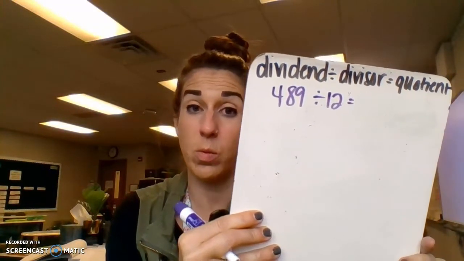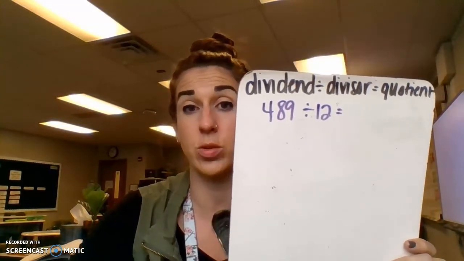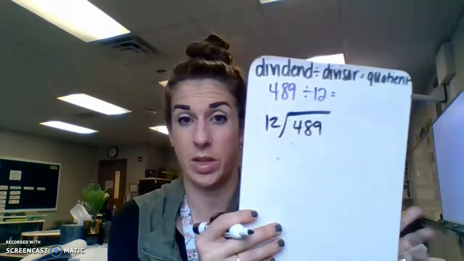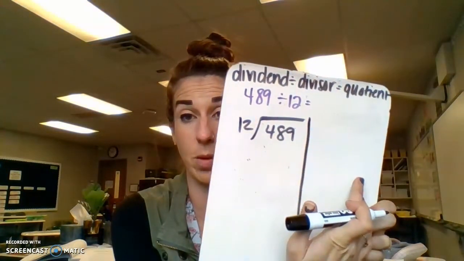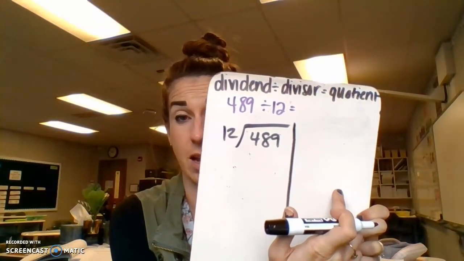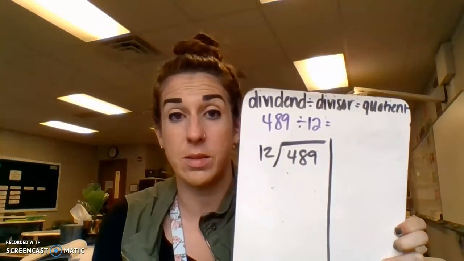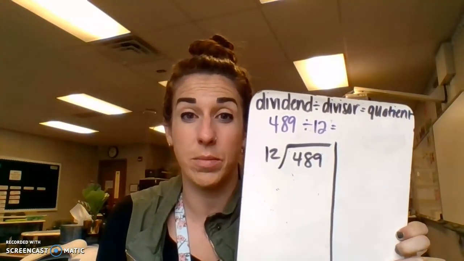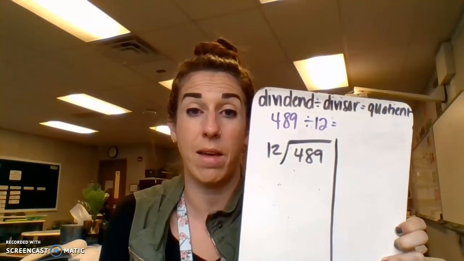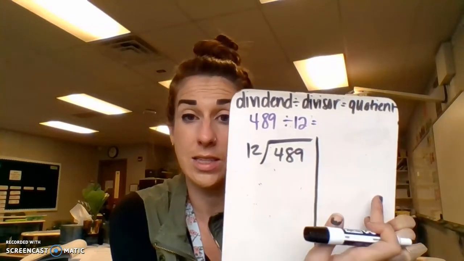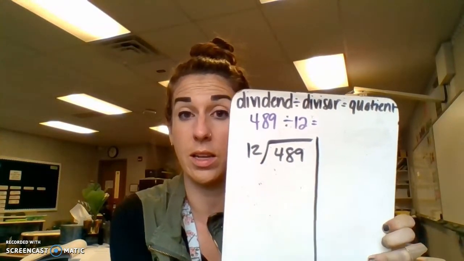So step number 1 is to write your problem traditionally, like you normally do. So I'm going to have 489 divided by 12. It's going to look like this. Then I'm going to draw a vertical line to the right so that I can keep my partial quotients over here on this side. I'm then going to say to myself, what is an easy number that I can multiply 12 by that will get me an answer less than 489?